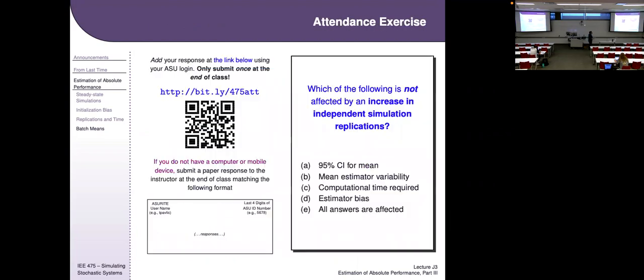So for now, let me just give you this attendance exercise here. I'll read it right off the slide. Which of the following is not affected by an increase in independent simulation replication runs? Confidence interval, mean estimator, computational time, estimator bias, or all of them. So I'm saying that one of these, or all of them, is not improved or affected by adding more simulation replications. Which one is it? Which one can't you deal with by adding replications? And that's all I've got for you.